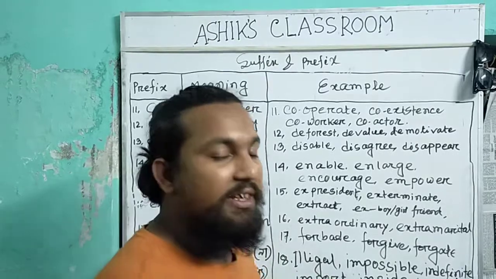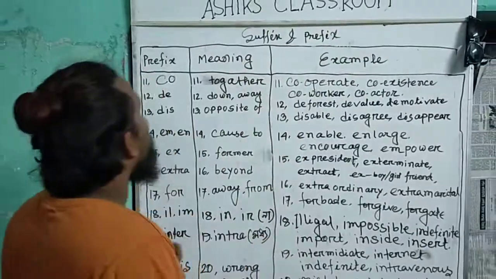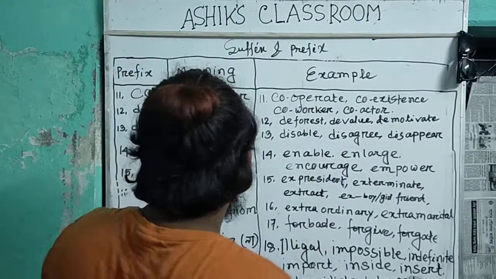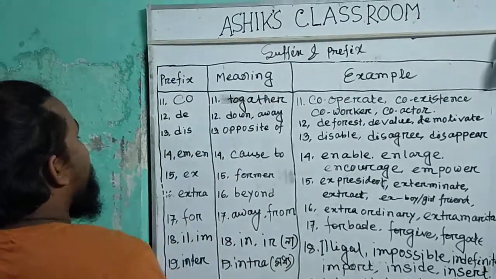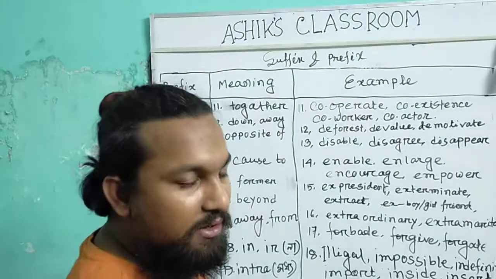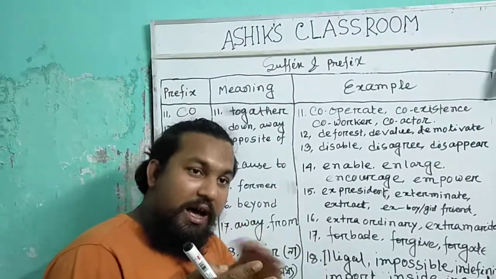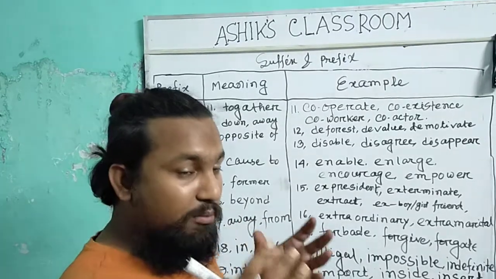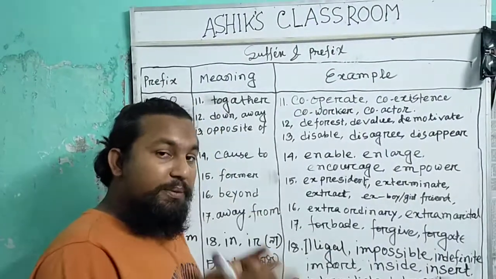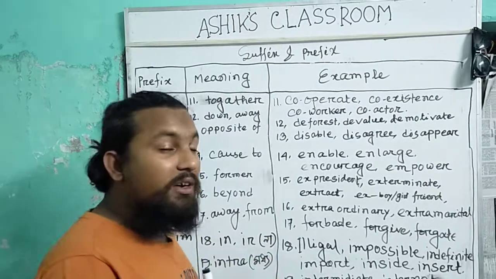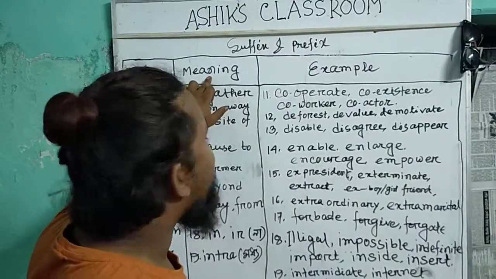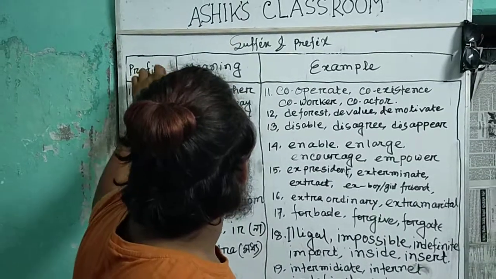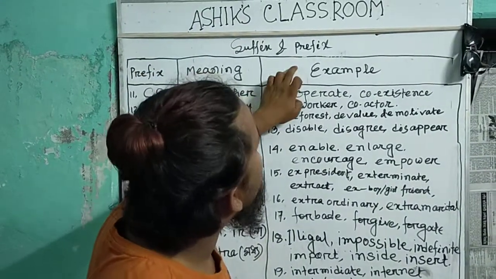So now here we start. Number 1, prefix, meaning and example. You have to know the meaning of the prefix. The meaning of the prefix is যে শব্দটা আগে বসে. When you add some word or some part of the word before the root word, it is called a prefix. And here is the meaning, and here is the example of that prefix.